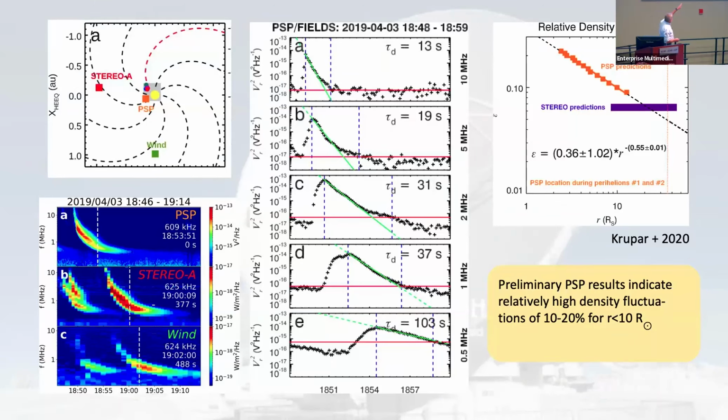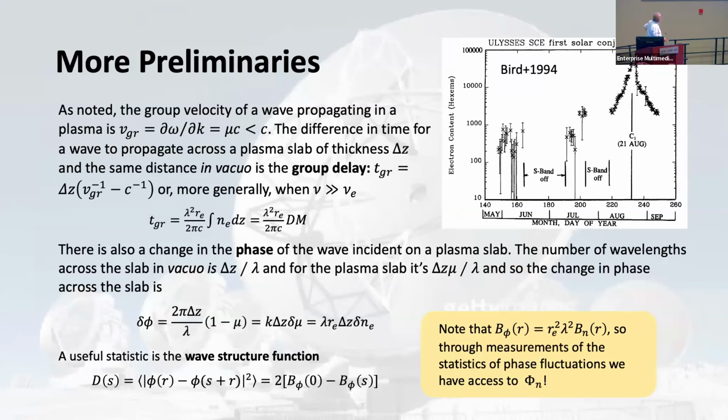Okay, and so their prediction for Parker, you go in to 10 solar radii, say, it's given by the orange boxes, and it's kind of a surprisingly high value of about 36% with this 1 over square root of r dependence. Okay, that's just an example. Okay, yet more preliminaries. But I think this is the last slide of lots of text.